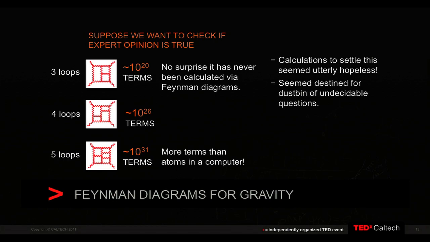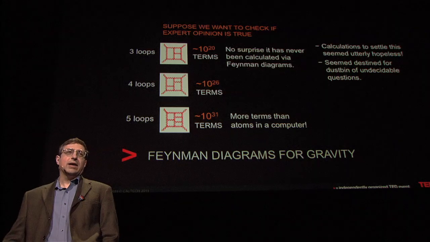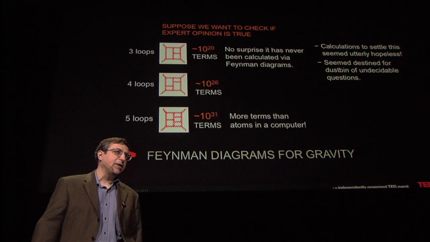By the time you get to four loops, we're talking 10 to the 26th terms. By the time we're talking about five loops, one diagram will have on the order of 10 to the 31 terms, which I'd like to point out is more atoms than in any computer. I think it's very safe to say that that is a calculation that cannot be done by anyone.